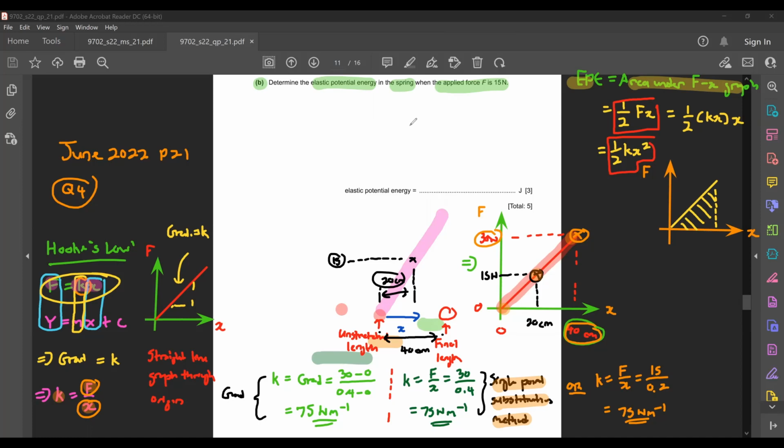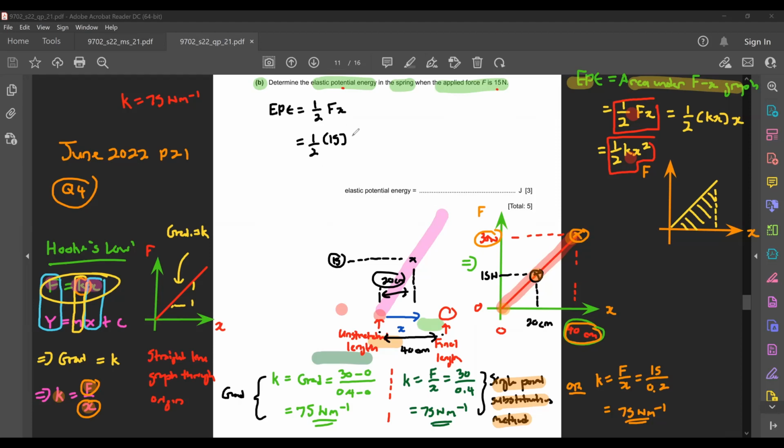So now in our case, we want to find the EPE when the force is 15 newtons. And bearing in mind that we also know the spring constant, which we found from the previous part, it was 75 Newton per meter. So here we can use both of these equations to find EPE because we have the complete information. So let's start off with the first equation. If EPE is half Fx, at a force of 15 Newton, the extension was going to be 20 centimeter. We did that just now.